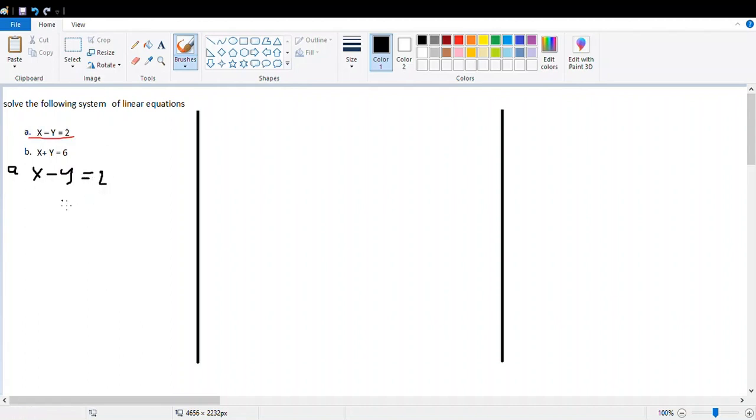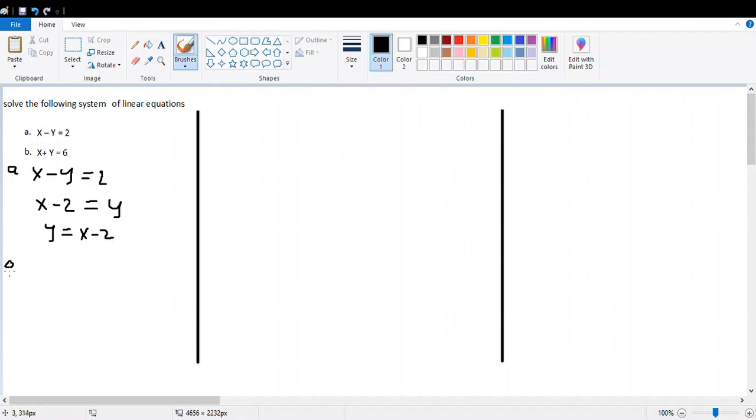Then to isolate, we just leave y on one side of the equation. In this case, I think the easy way is this one: x minus 2 is going to be equal to y. Or we can rewrite y equals x minus 2. That's the first equation.